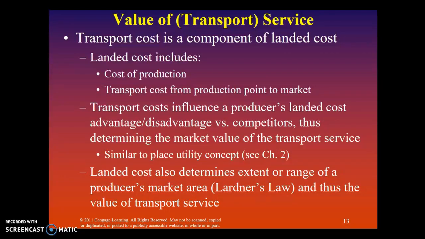and also market value. We will talk a little bit about place or utility concept in chapter 2 and how that can be directly related to landed cost. But we also look at the landed cost, how much is a producer's market, and how much is the value of that transport service.